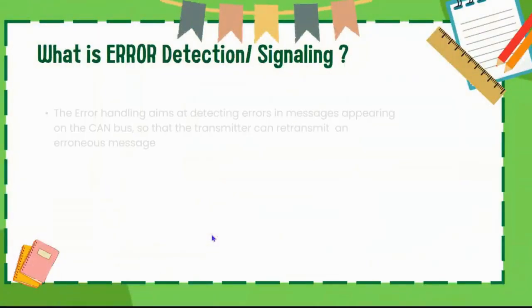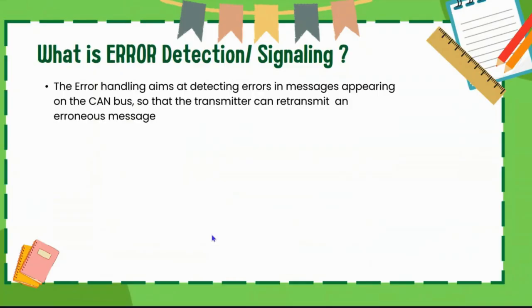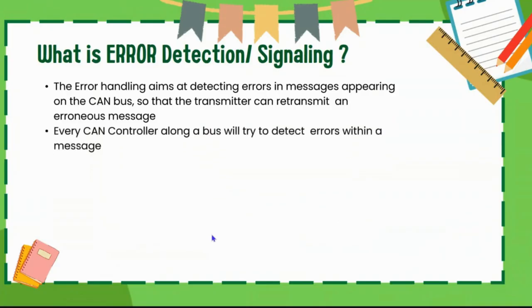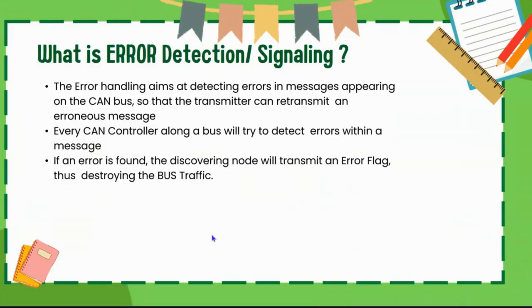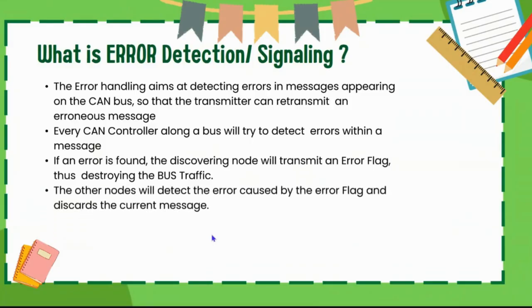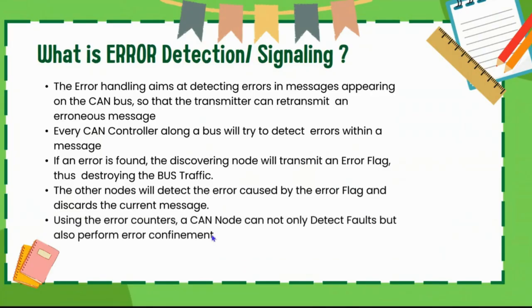What is error detection and signaling? Error handling aims at detecting errors in the messages appearing on the CAN bus so that the transmitter can retransmit the erroneous messages. Every CAN controller along a bus will try to detect errors within the message. If an error is found, the discovering node will transmit an error flag, disrupting the bus traffic. The other nodes will detect the error by using the error flag and discard the message.